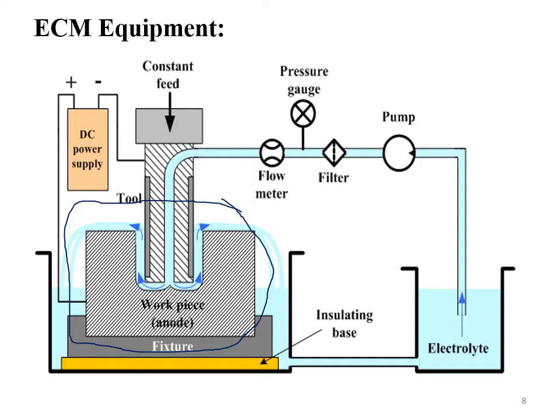And the electrolyte is in a reservoir from which it is being pumped onto the machining zone. This whole workpiece is fixed on a fixture. The workpiece along with the fixture is placed on an insulating base. The whole setup of workpiece, fixture and insulating base is kept in a container, and it is further in an enclosed chamber.